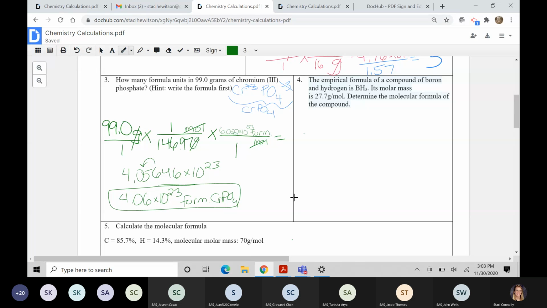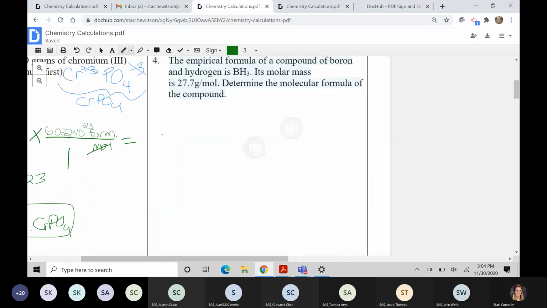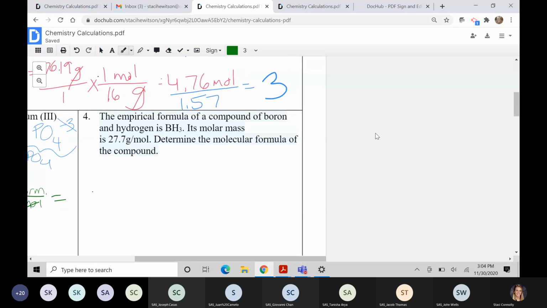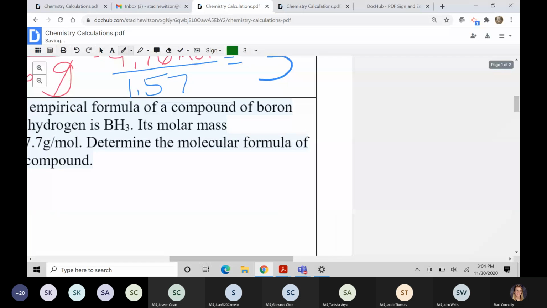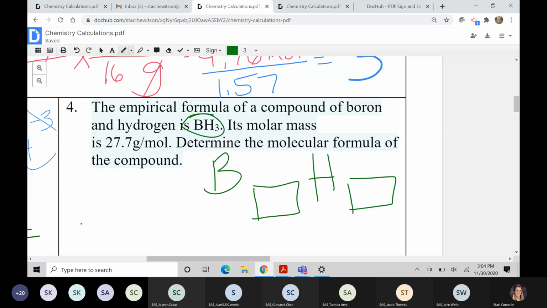Number 4 says the empirical formula of a compound of boron and hydrogen is BH3. Its molar mass is 27.7. Determine the molecular formula. Okay, it wants us to tell it the molecular formula. So BH3 is the empirical formula. It wants to know what the molecular formula is. So it's going to be something H something. It's going to be basically the non-reduced version of BH3, okay? It gives you a molar mass here. That's the molecular molar mass. That's the molar mass of this molecular formula.